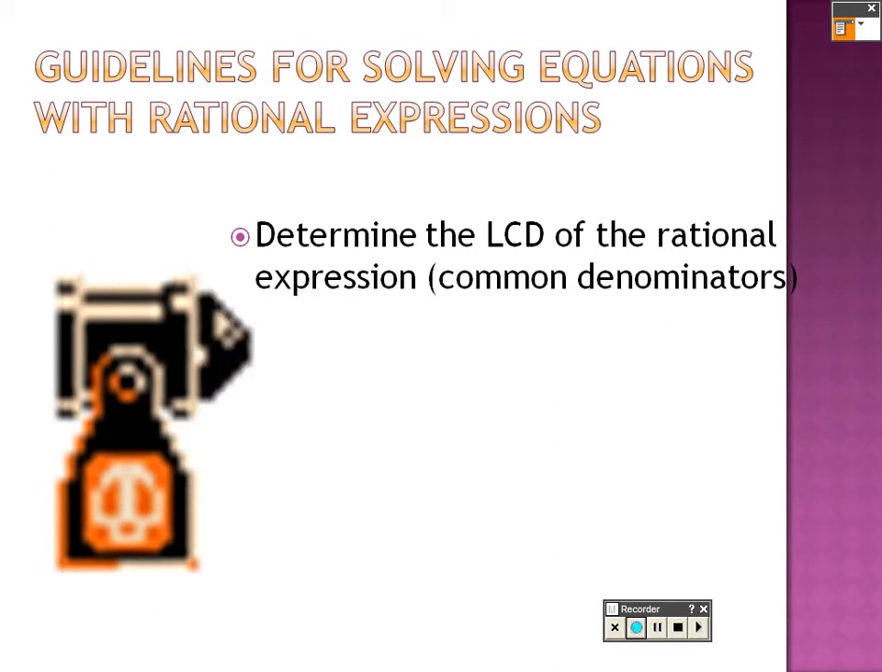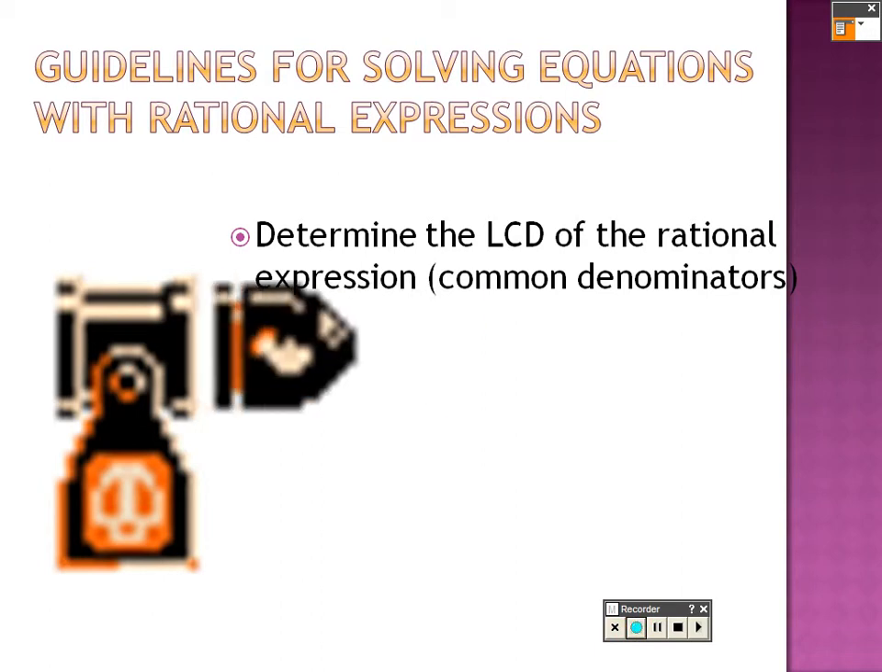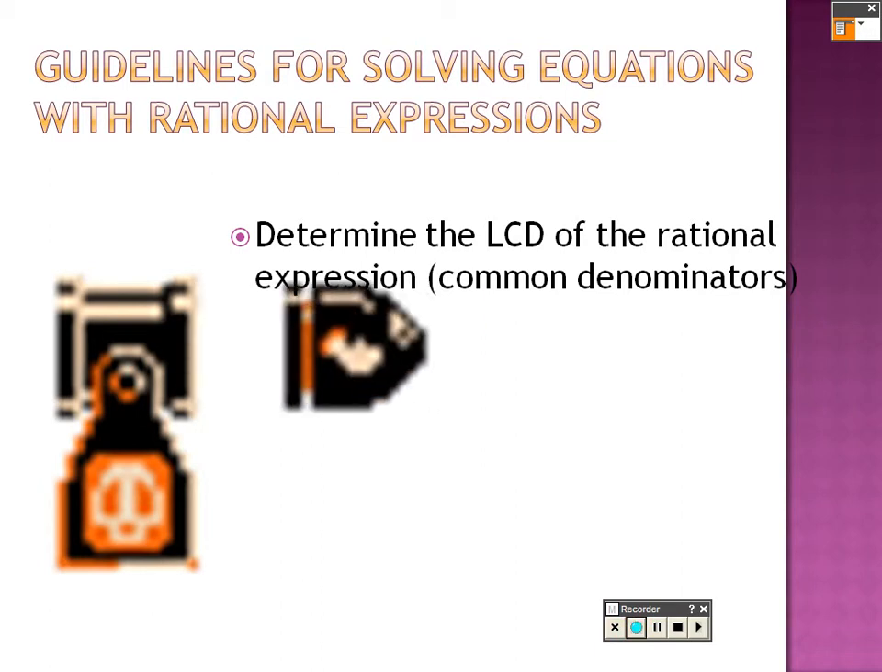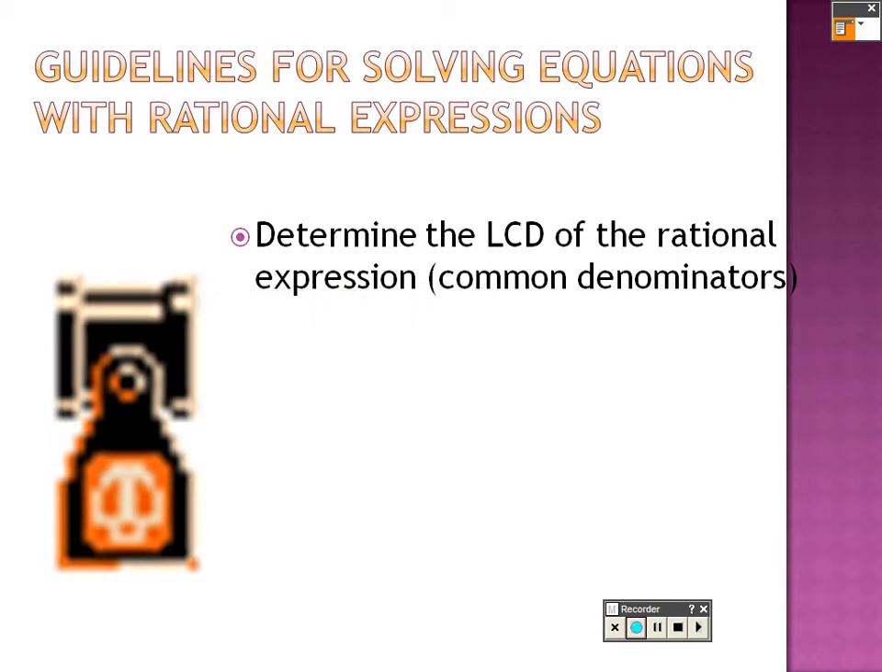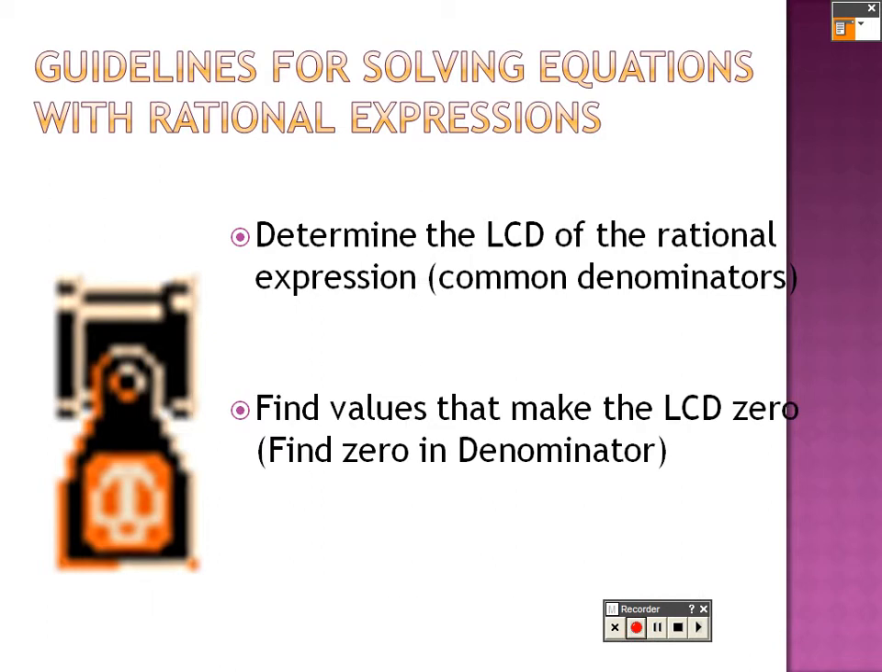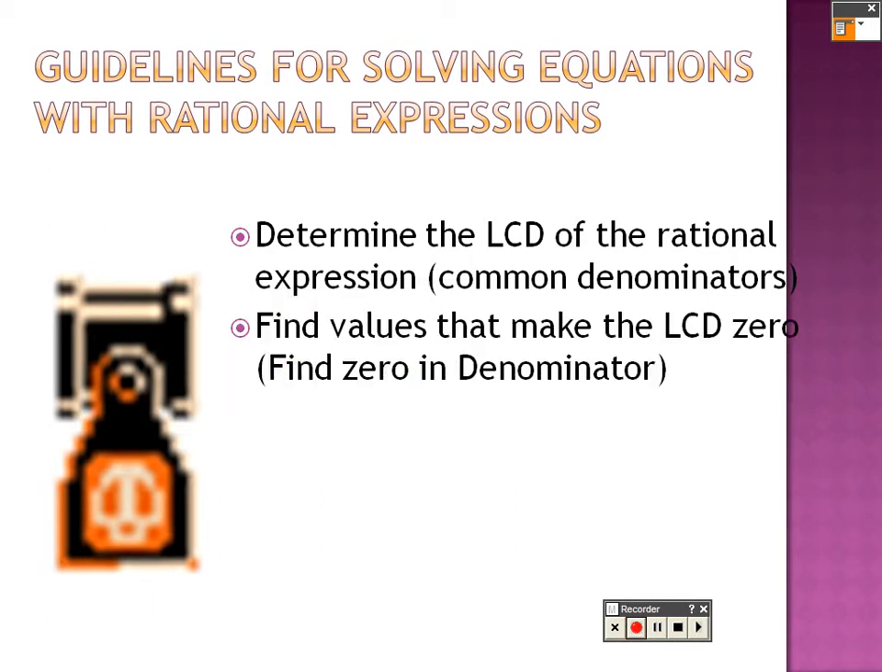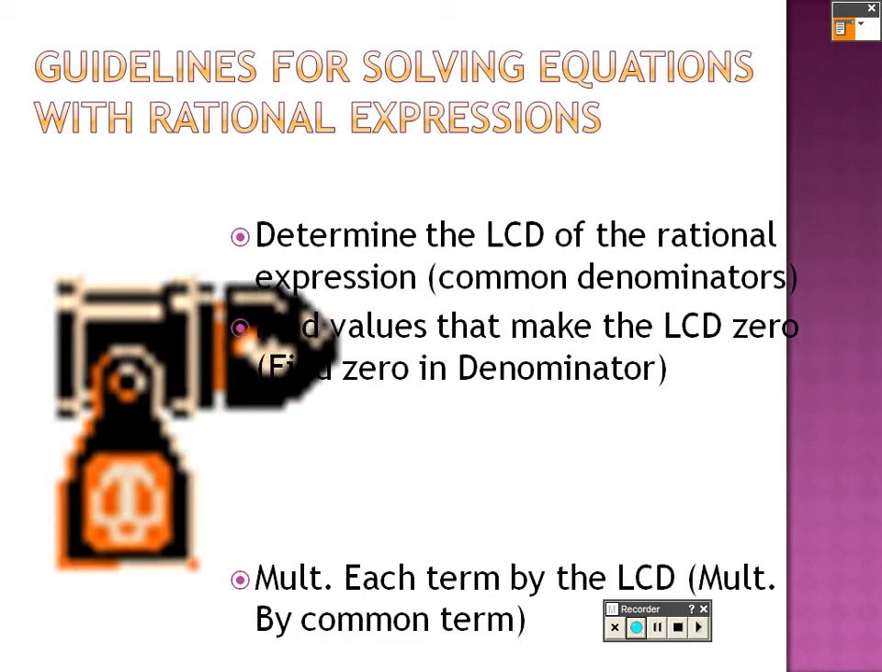So what you need to do when you're trying to solve these rational expressions is you need to determine the LCD of the rational. That's basically what I'm trying to tell you: find a common denominator. Okay, that's what we want to do with these problems. And then find values that make the denominator 0. So basically, what can we do to make the denominator 0? And you need to look at those and see if they can still actually work.